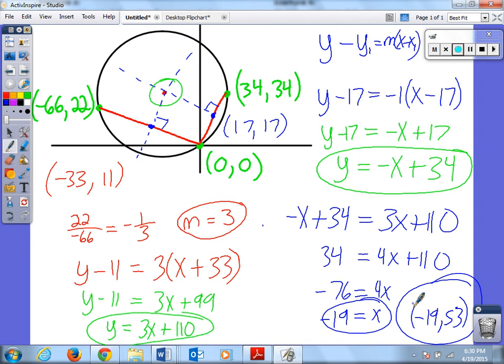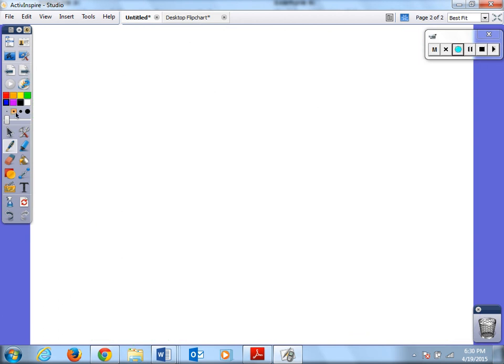Well, now we want to find the radius. All right, so the radius of a circle is the distance from the center to any point on the circle. So we could pick any of those 3 points and find the distance from the center to that point. Let's make our lives a bit easier, and we'll pick the point 0, 0. So we need to find the distance from negative 19, 53 to 0, 0. So let's go ahead and do that.